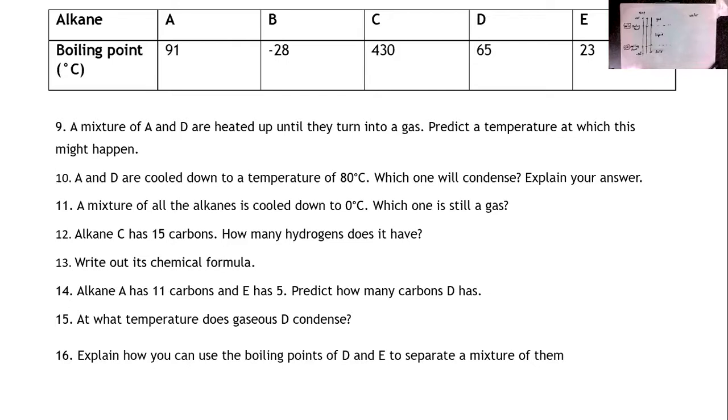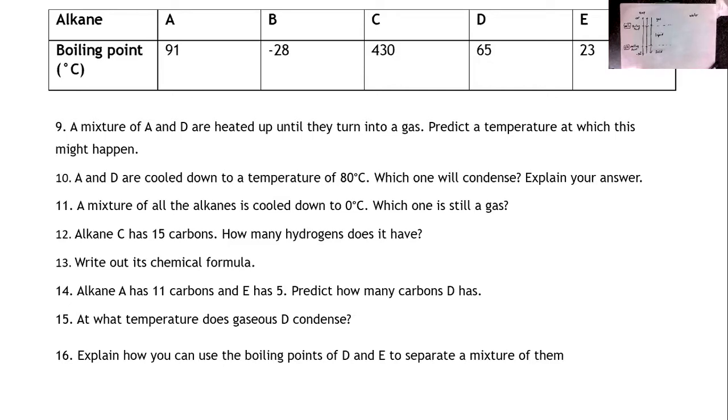Alkane A has 11 carbons and E has 5. Predict how many carbons D has. Well, A has a boiling point of 91. E has a boiling point of 23. D is somewhere in the middle, 65. It's about right bang in the middle. So we're going to say it's a number of carbons in between 5 and 11. So we're going to say 7 to 8 carbons, somewhere in that range. So if you wrote that, well done.